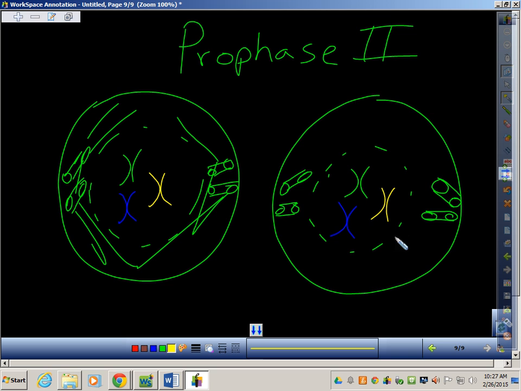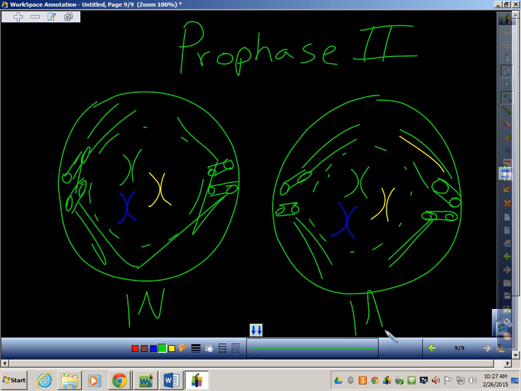Do they pair up in homologs here? Say there are no homologs, right? Yeah, we separated them during anaphase 1, remember? So, a lot of stuff going on here. Very similar to any other prophase, except we're doing this with 1N cells, haploid cells. We good here?